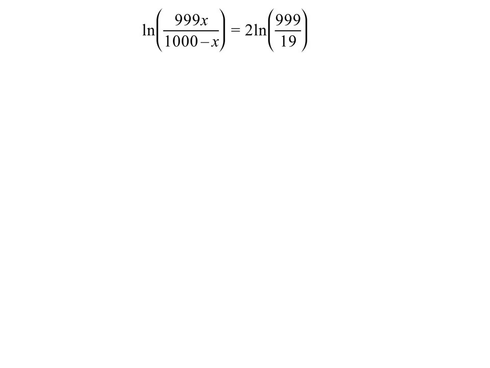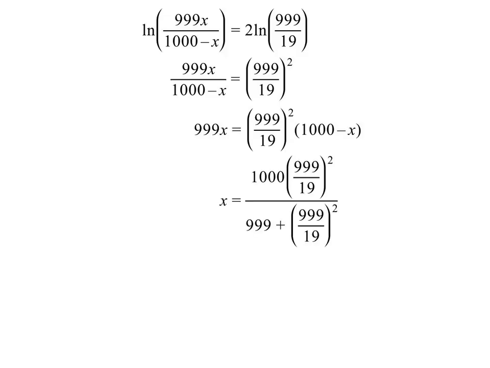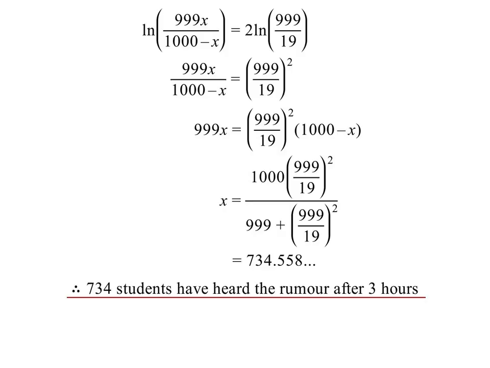All right, let's find x. Well, again, I've got log. If I bring that 2 in, it'll be 999 on 19 squared. So therefore, that's what 999x on 1,000 minus x is equal to. Algebra, playing around with that. There's x, putting it into our calculator, 734.558 roundabout. So after 3 hours, 734 students have heard the rumour.